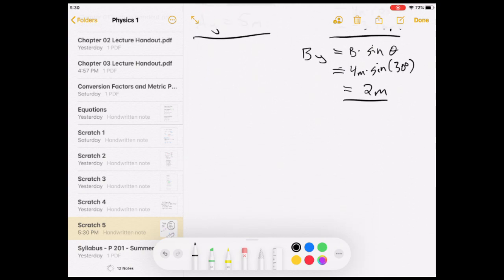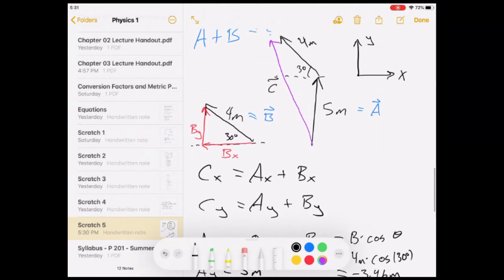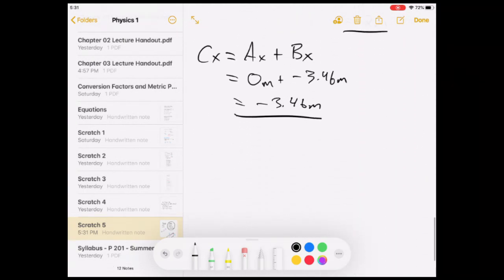So let's do this. So then CX is AX plus BX. And AX, remember, was 0, and BX is negative 3.46. So this is negative 3.46 meters, which tracks, right? If you go back to the original drawing here, all of the x motion comes from B, and it's to the left, so it's negative. So that tracks.